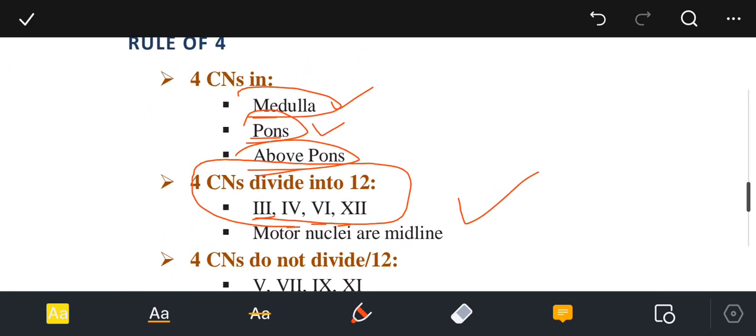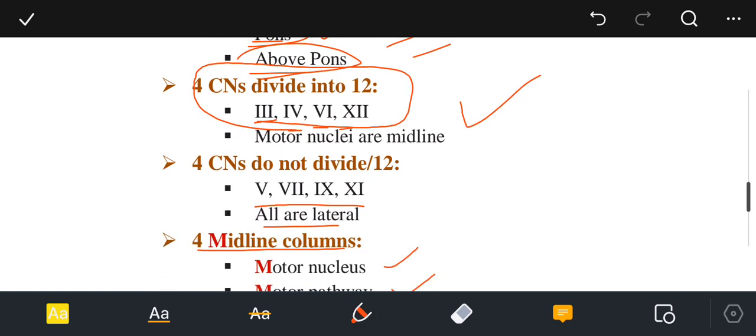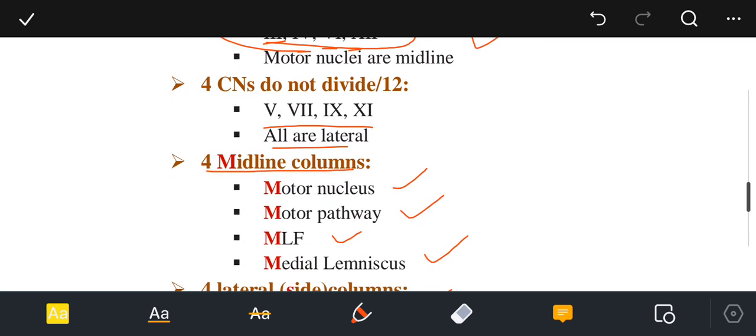I will repeat that. Four cranial nerves come out from the medulla, four from the pons, and four above the pons. The cranial nerves that divide into 12, like 3, 4, 6, and 12, have motor nuclei that are midline. The cranial nerves that do not divide into 12, which are 5, 7, 9, and 11, are located laterally.